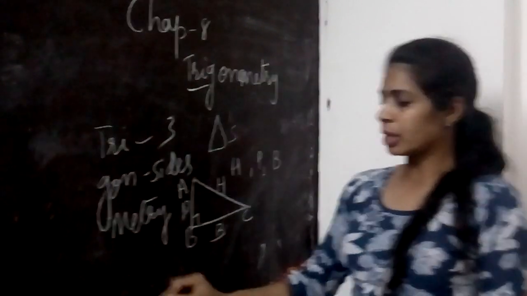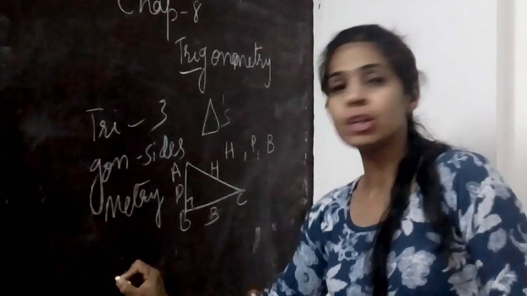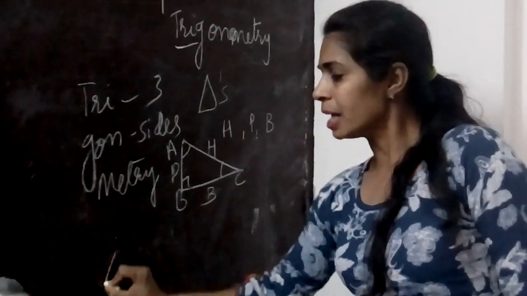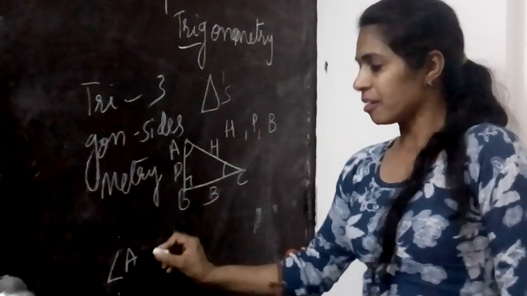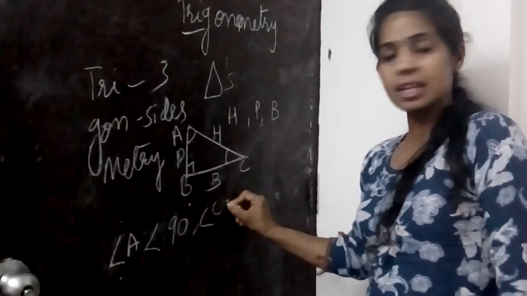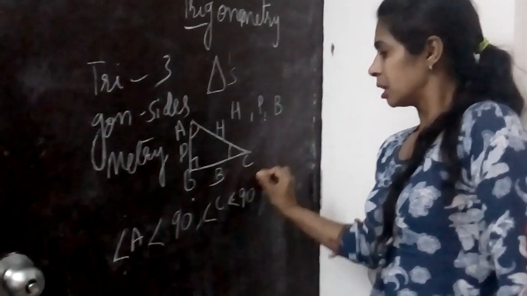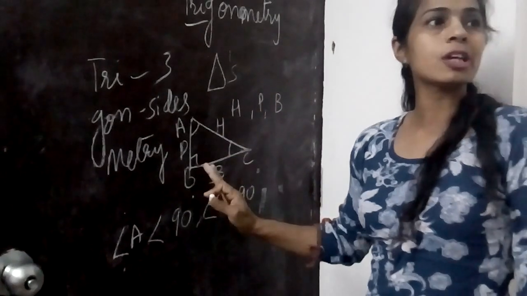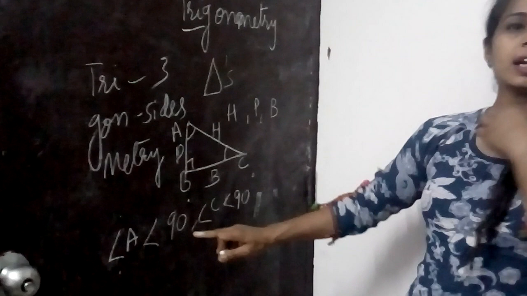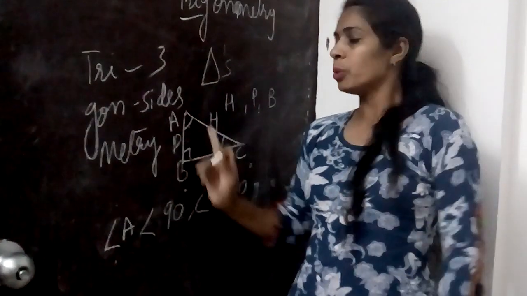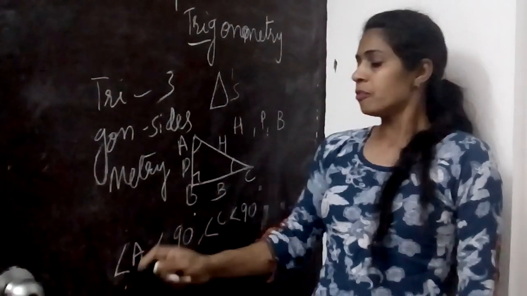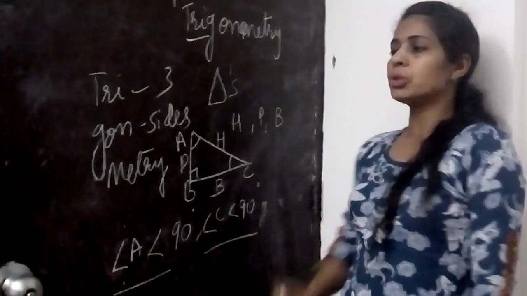When we are talking about a right angle triangle, we clearly know that the other two angles of the right angle triangle will be acute angles. So definitely angle A will be less than 90 degrees. Also angle C will be less than 90 degrees. Now when we are talking about trigonometric ratios in class 10, you will be dealing only with acute angles. So all the trigonometric ratios that you are going to study today will be based on these acute angles.